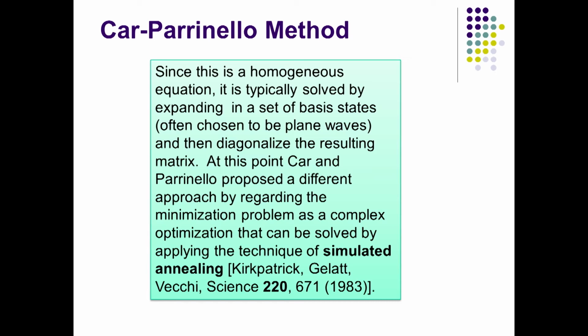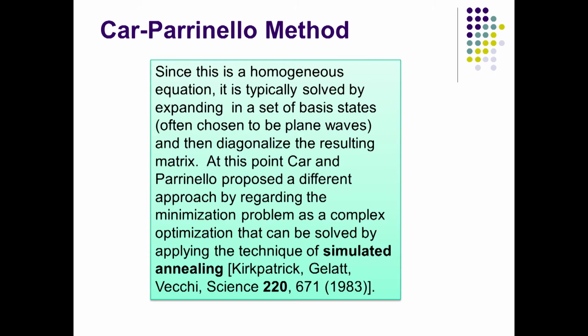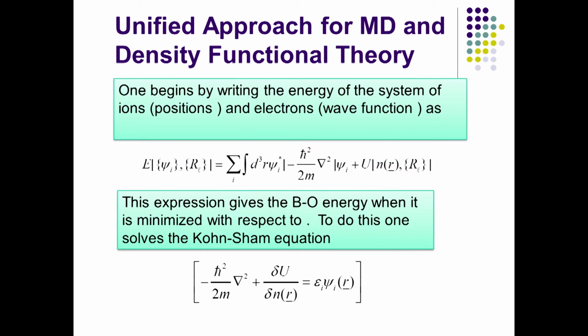So, you can take a bunch of plane waves, solve this equation, minimize it, and then diagonalize the resulting matrix, which is the typical way you would solve this kind of equation, which is second order, nabla squared, plus delta u over delta n(r), which involves all the number of particles here with respect to r. We are looking at the basis vector.